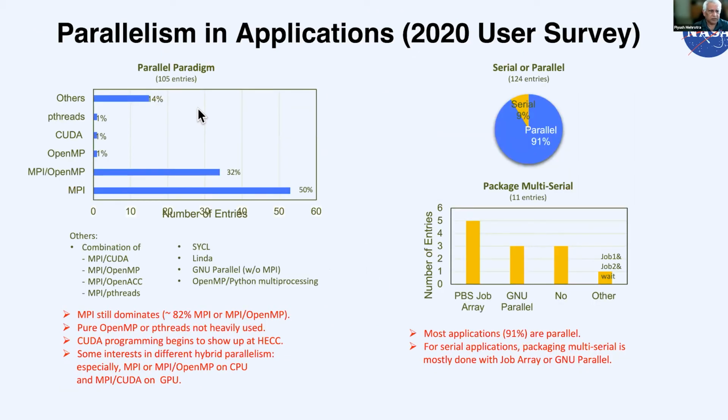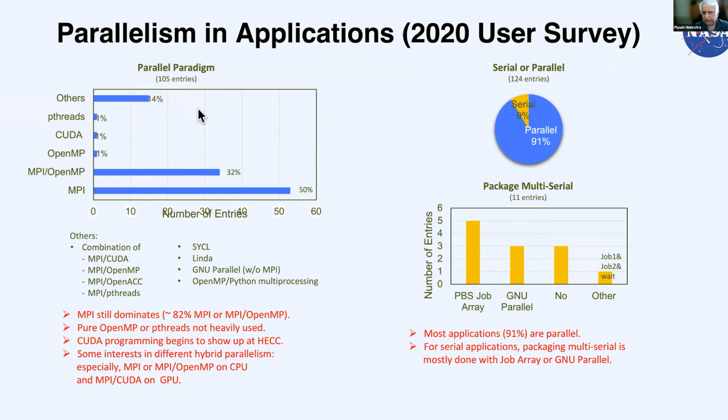In terms of parallelism, if you look at the left-hand side, you can see most of our codes use MPI or MPI plus OpenMP. There's a little bit of pure OpenMP, very little of it. Then there's some amount of CUDA and pthreads and things like that. But mostly it is MPI and OpenMP.